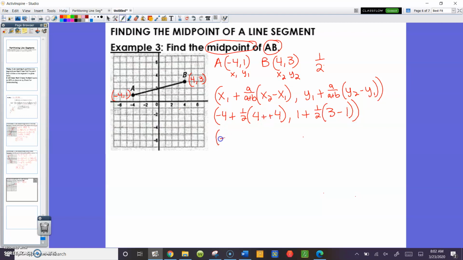We're going to simplify our parentheses first. So 4 plus 4 is 8. And 3 minus 1 is 2. Now we're going to multiply. Half of 8 is 4. And half of 2 is 1. And now let's just go ahead and simplify those integers. -4 plus 4 is 0. 1 plus 1 is 2. So we can go ahead and plot that point, 0, 2. And we can see that we have split this line segment in half. So this point is our midpoint.